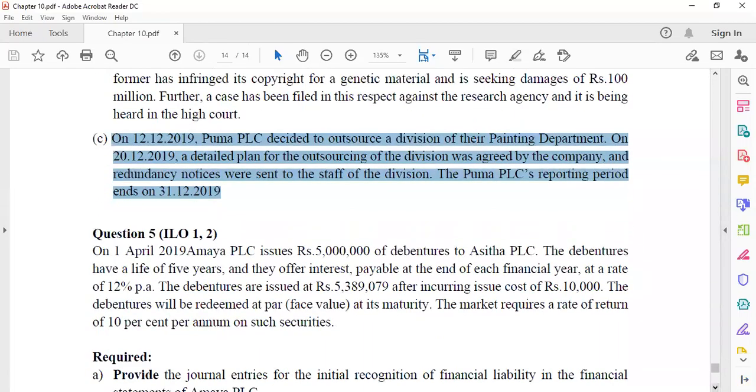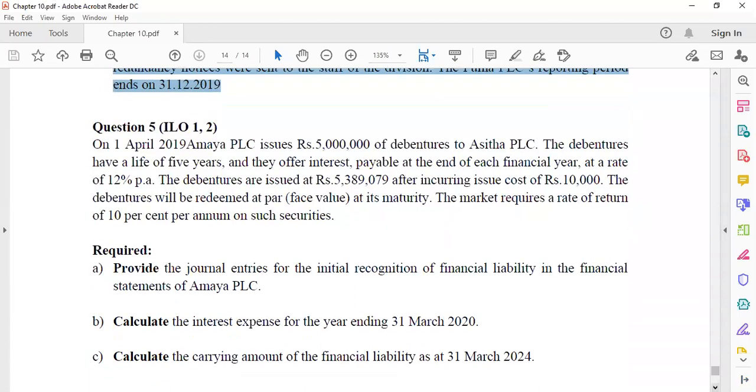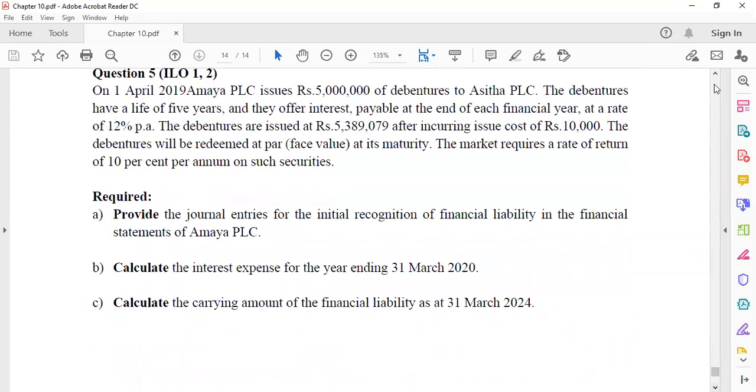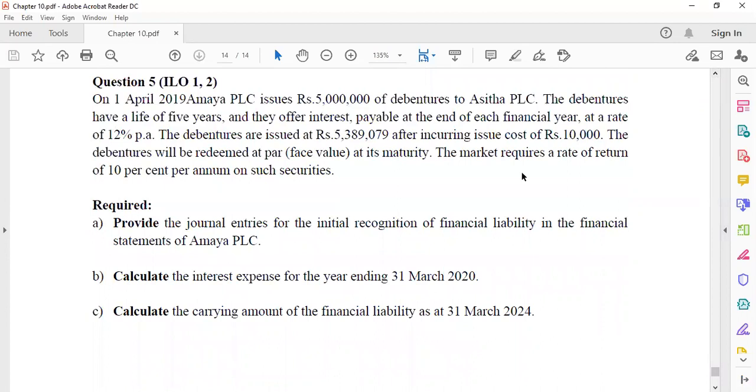So let's move on to the one final question. Again, this is something you have discussed in your lecture, accounting for the debentures, the financial liability. This is also important from your exams point of view. I believe this is the question that we have worked out in the lecture. I think the same facts are there.